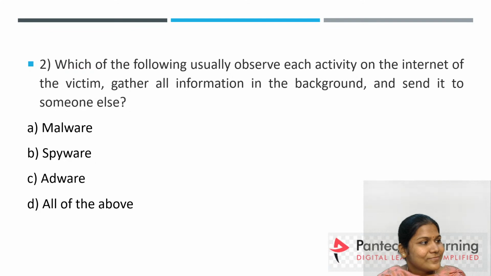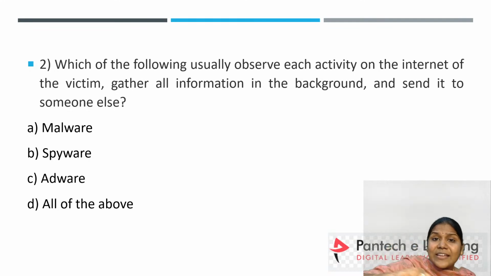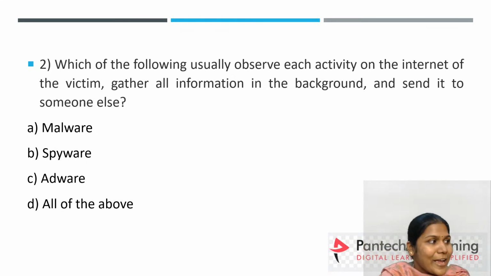Very good, Ganesh, Anil. Spyware, okay? So we call them spyware, who access the information and send it to someone else, who will be watching everything from the internet, understanding everything, accessing the data and sharing it with someone else. So those people are called spyware. Okay. Let us move on to the next query.